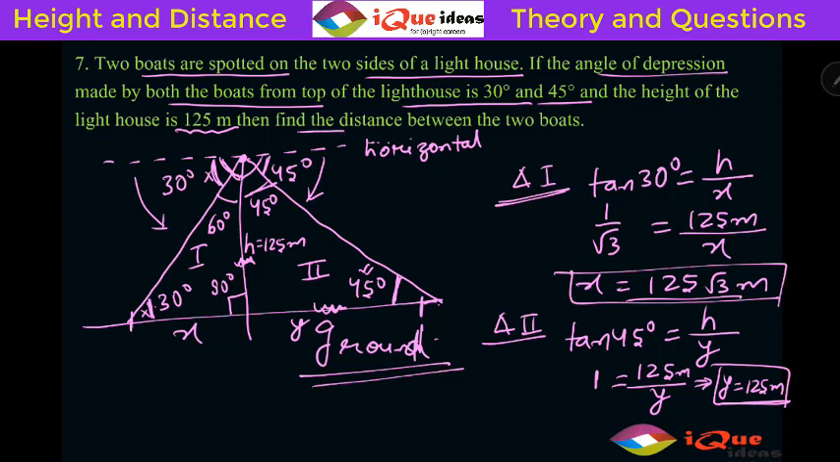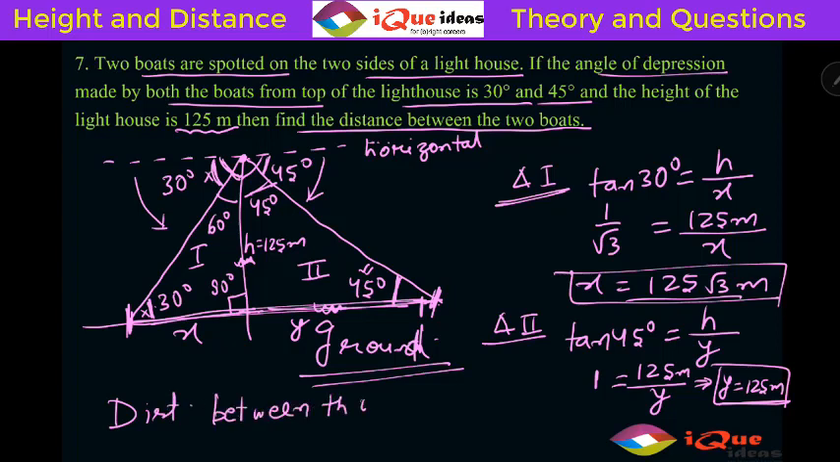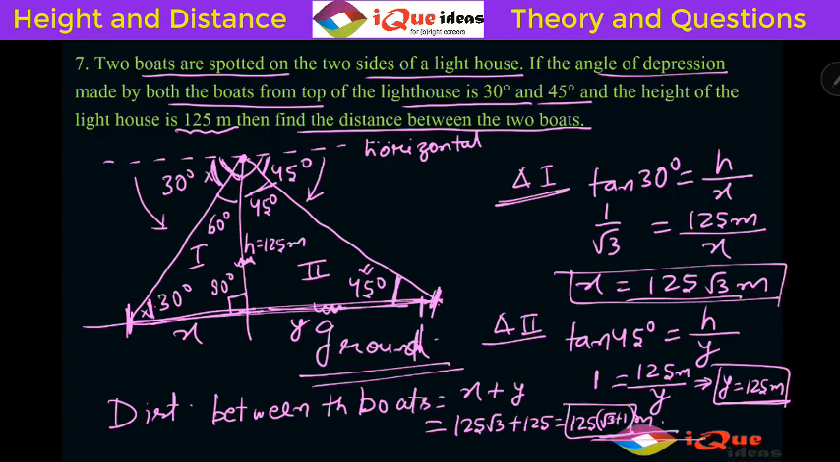What is the question asking? The distance between the two boats. Look at the distance between the two boats. It is the total of x and y, right? So we say that distance between the boats is equal to x plus y. So if you add, x is 125 root 3, y is 125. So 125 root 3 plus 125, which is equal to 125 into root 3 plus 1 meters. All right. So this is the answer of this question.